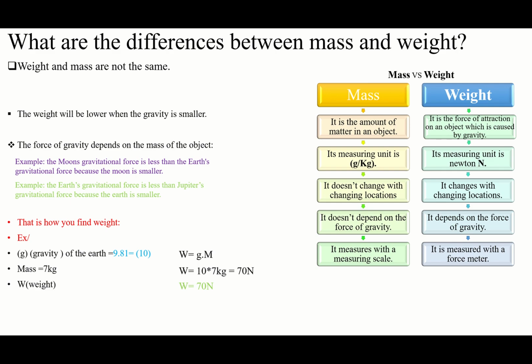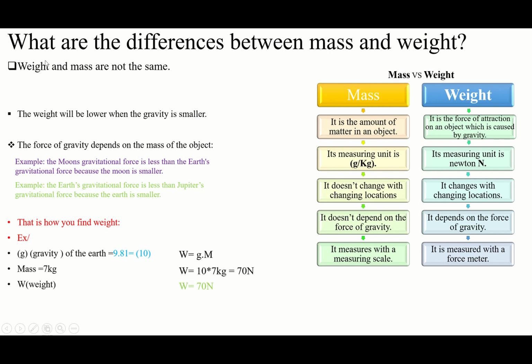But because you're a student studying science, you have to know they are not the same, they are different. But you cannot just say they are different without any evidence, so you have to prove it. How do you know they are different? So let's see what the differences between mass and weight are. They have some differences, let's go through them.